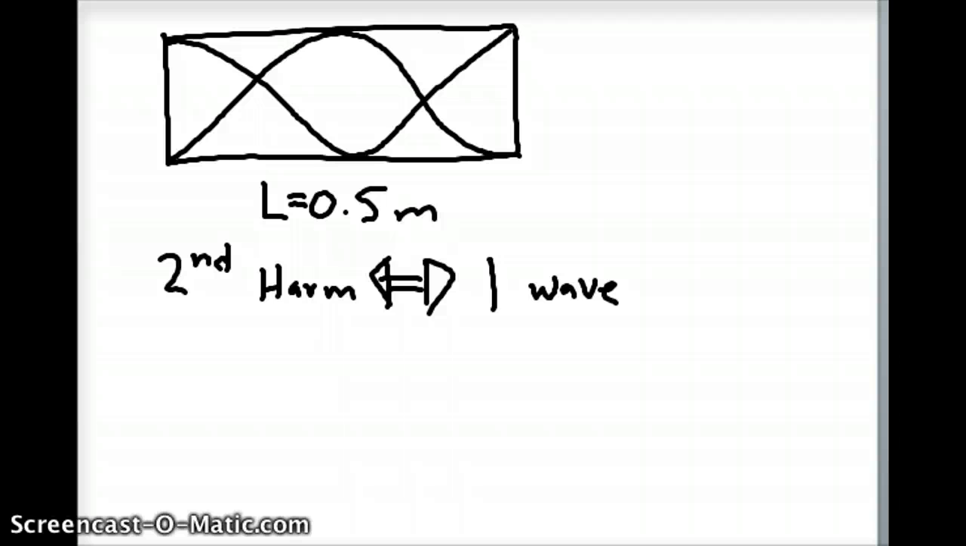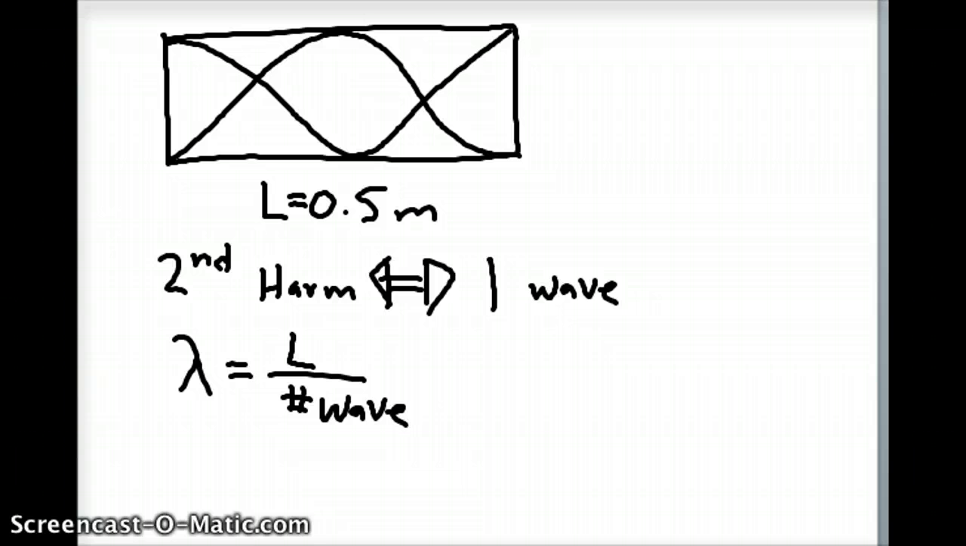So if you wanted to figure out the wavelength from this, the wavelength is just the length of the pipe divided by the number of waves that fit inside the pipe or the tube. So in this case, it's simply 0.5 meters because the length is 0.5 and the number of waves is 1. So now that we have that, the question is, how do we figure out the frequency?